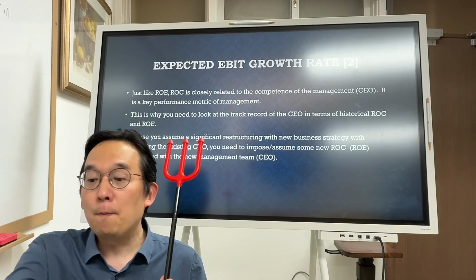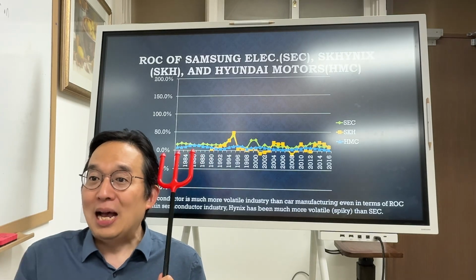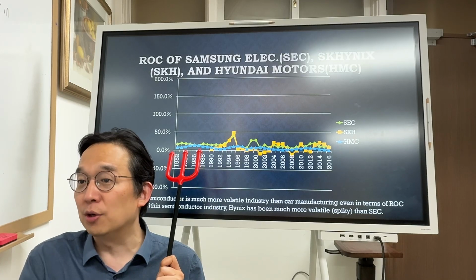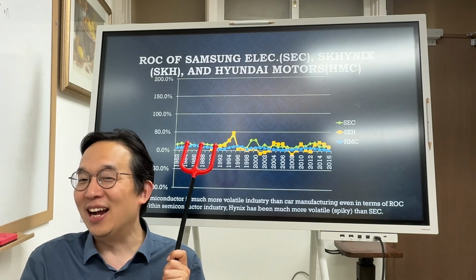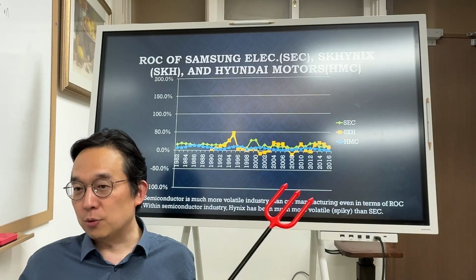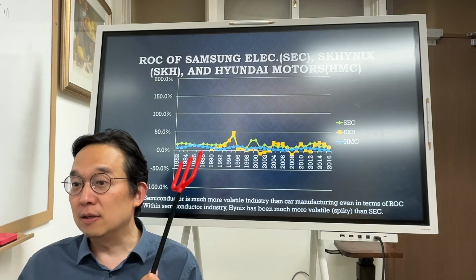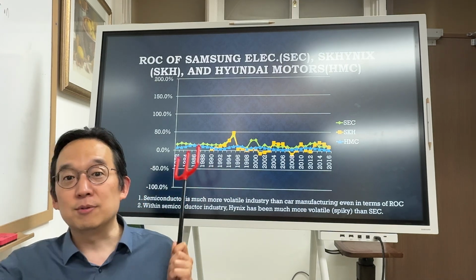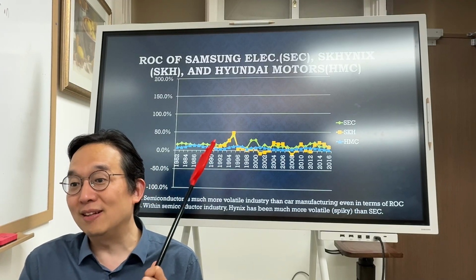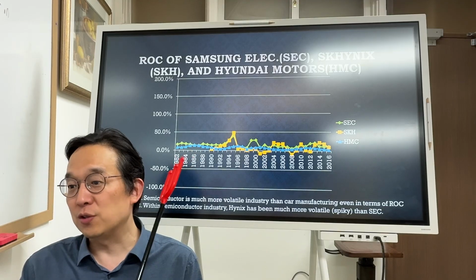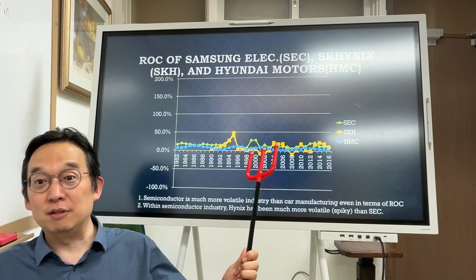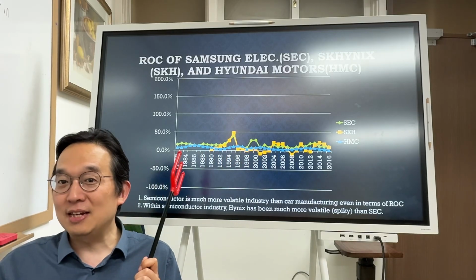Now, ROC of Samsung Electronics, SK Hynix, and Hyundai Motors, right? It's not Hyundai AI. Motors, HMC. So I give you the track record of these companies in ROC. Overall, semiconductor is a much more volatile industry than car manufacturing, even in terms of ROC. HMC is just stable, very dull rather, whereas SK Hynix, right?